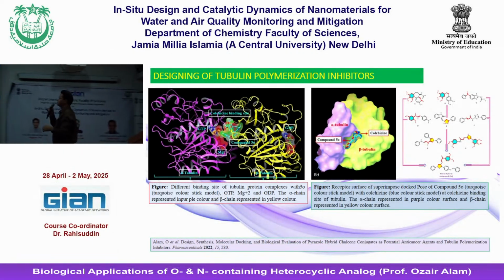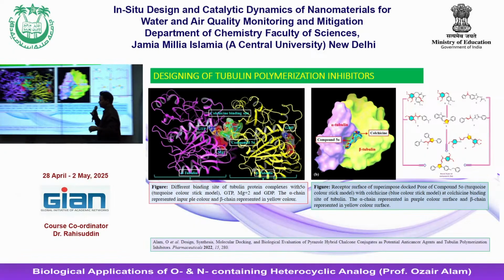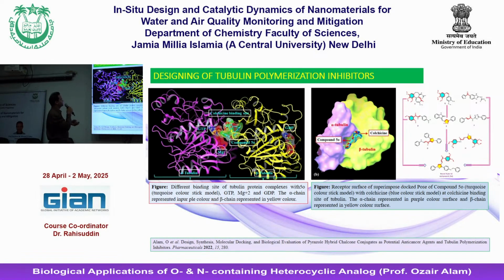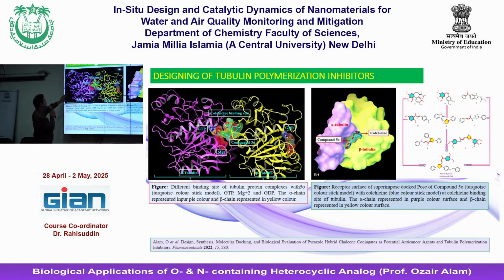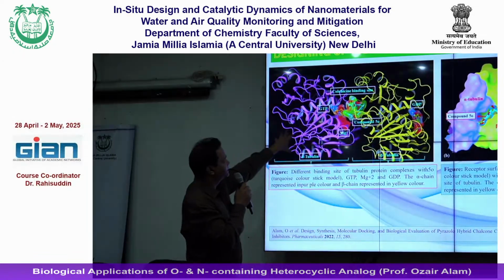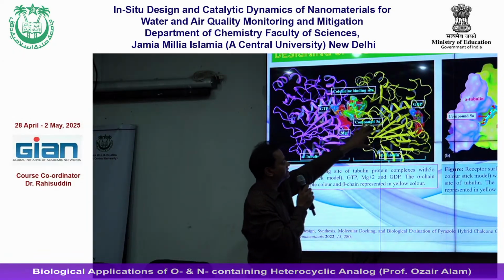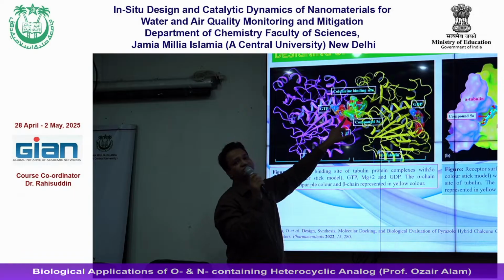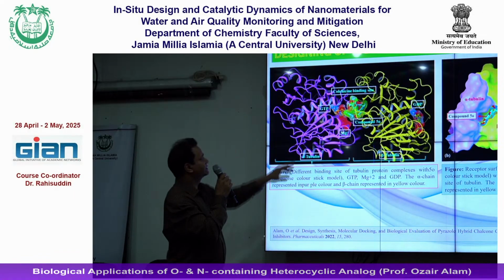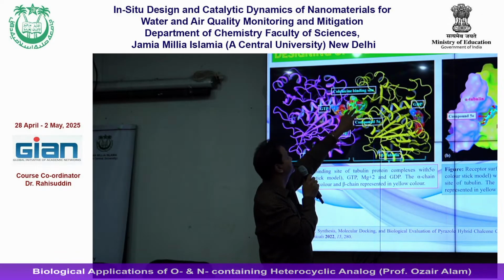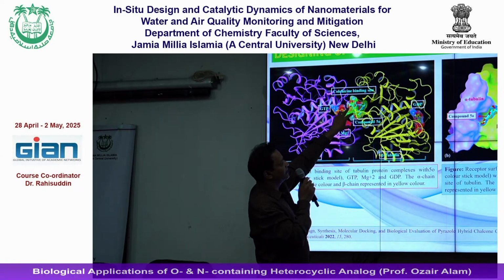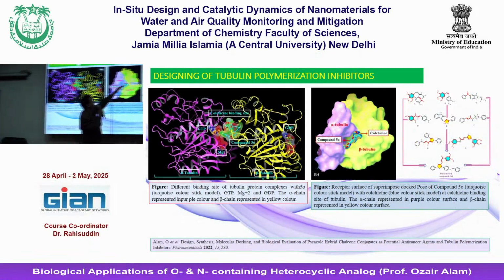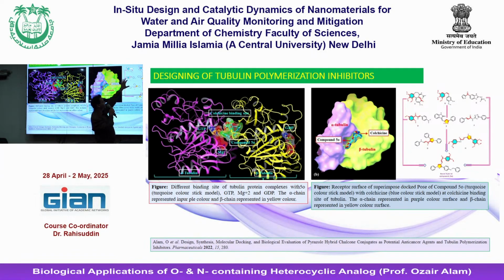So how do you design a tubulin polymerization inhibitor? Tubulin is made up of what? An alpha subunit and a beta subunit. The alpha subunit is represented here in purple color, and the yellow one is the beta chain. In between this area is called the colchicine binding pocket. Here there are magnesium, GTP, and so on. Our compound binds with the colchicine binding site, and we superimpose compound 5 with colchicine in the same way. This is the way we design our own molecule.